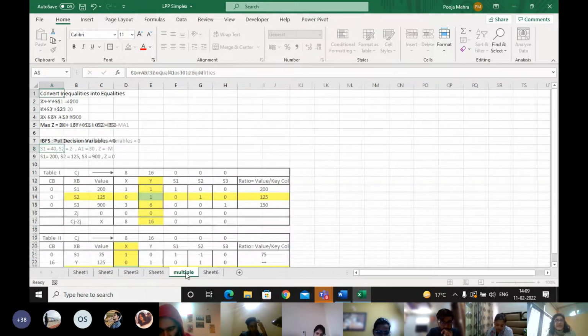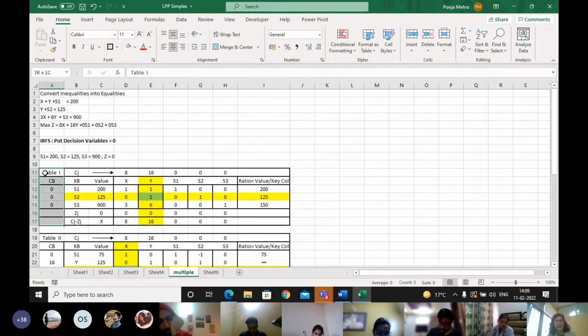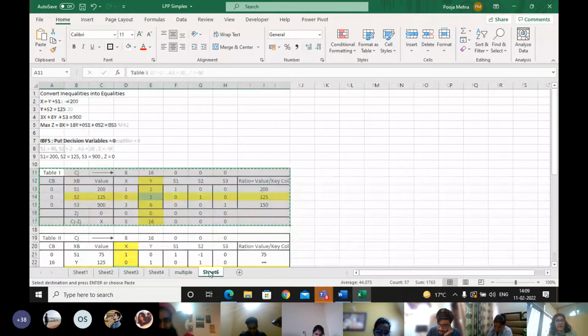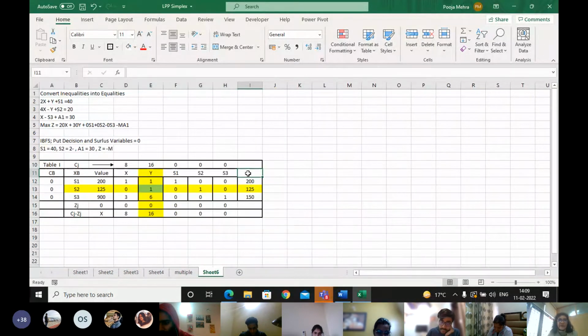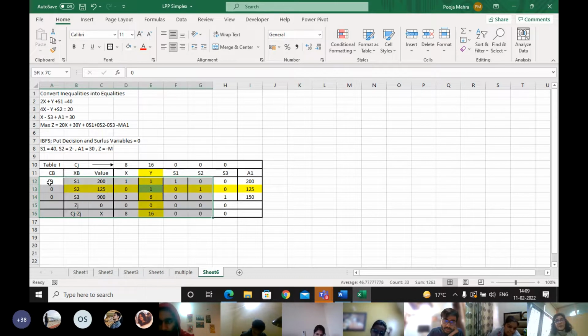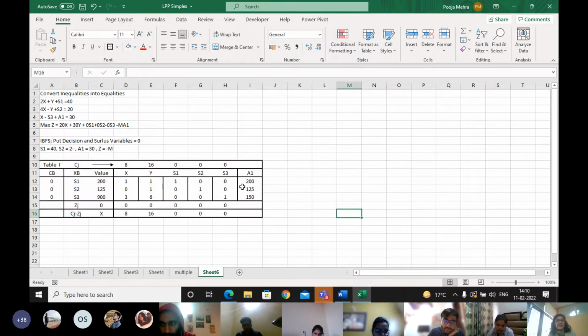Now put the values in the initial table. We have two decision variables and then we have A1 also. Ma'am, will the value of S3 not be found? No, beta, S3 is a surplus variable. We need to put the surplus variable equals to 0, like the decision variables, for the initial basic feasible solution.